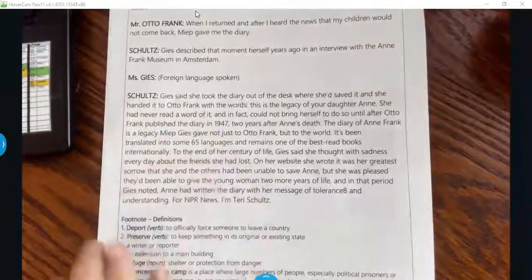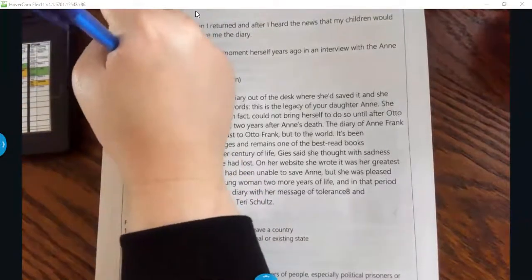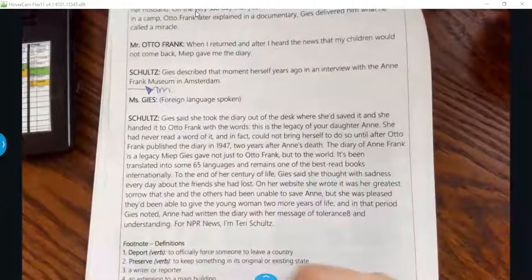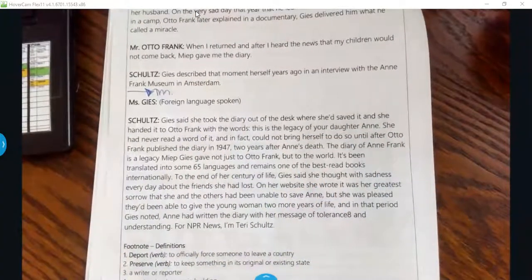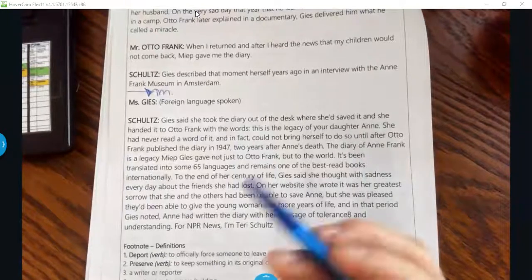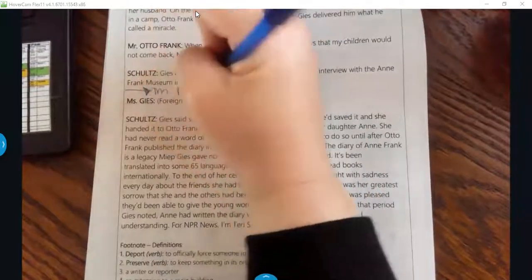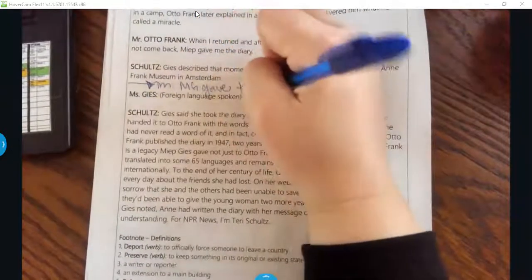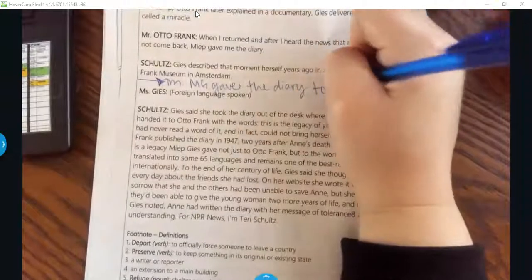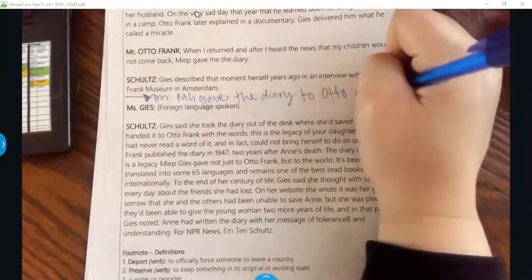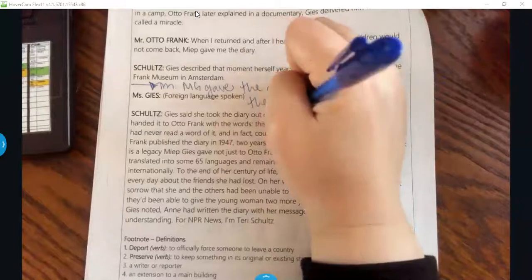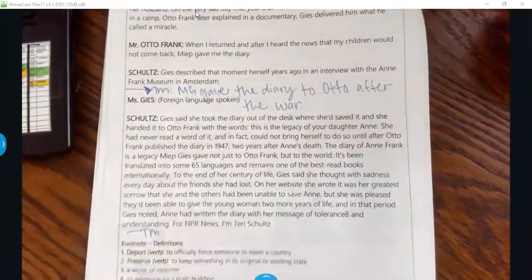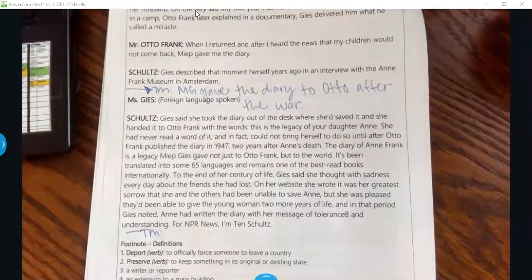So pause right here for a second. Up here, I'm going to write a separate teach me that I meant to write, but I forgot. So right here, before Schultz starts to describe what Gies was telling him about giving the diary, I noticed that the author was teaching me that Miep Gies gave the diary to Otto after the war.